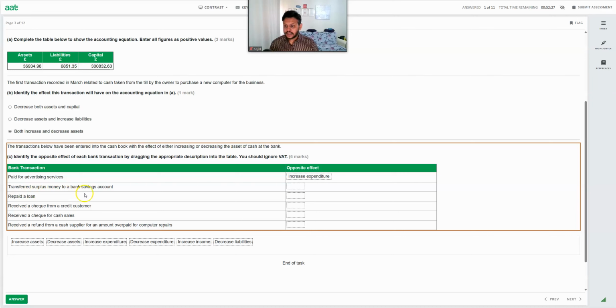Transferred surplus money to a bank saving account. Now this is simple. If I have surplus money, and I have a current account and a saving account, I transfer some money from the current to the saving. So what will happen? One asset will go down, the current account balance will go down, and the savings account balance will go up. So my asset will increase literally. So increase the asset.